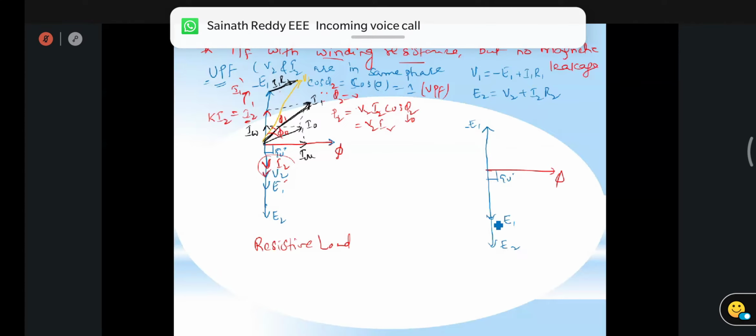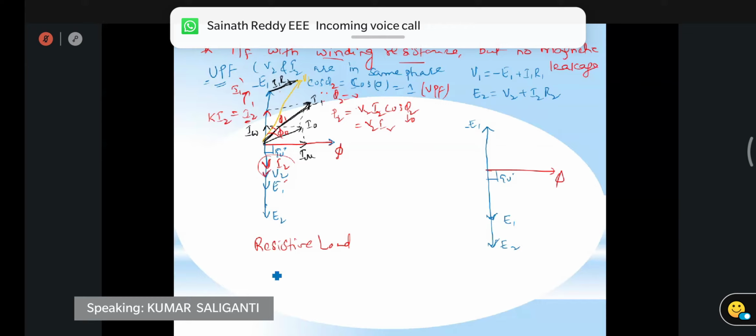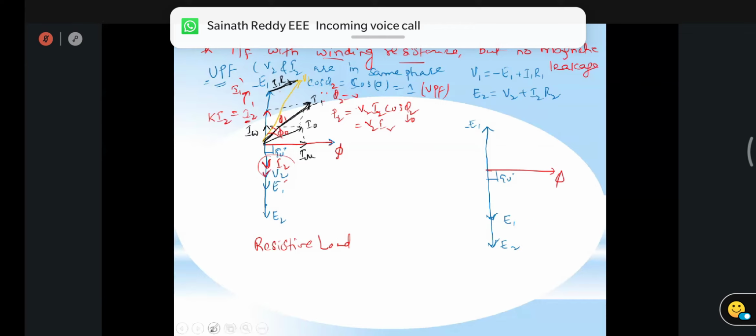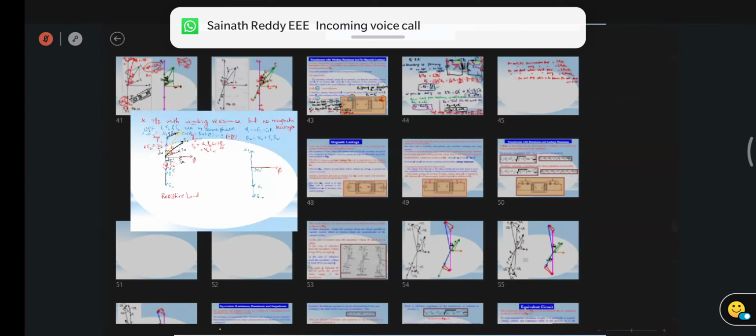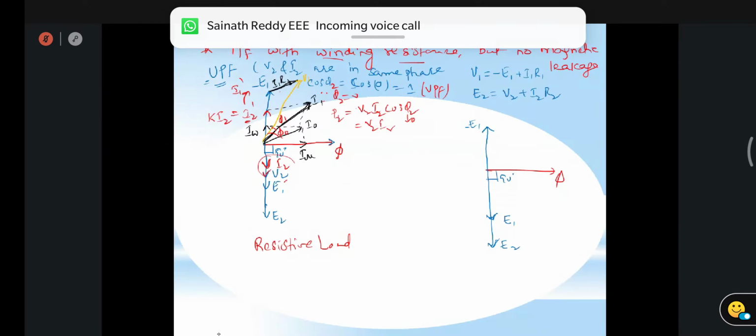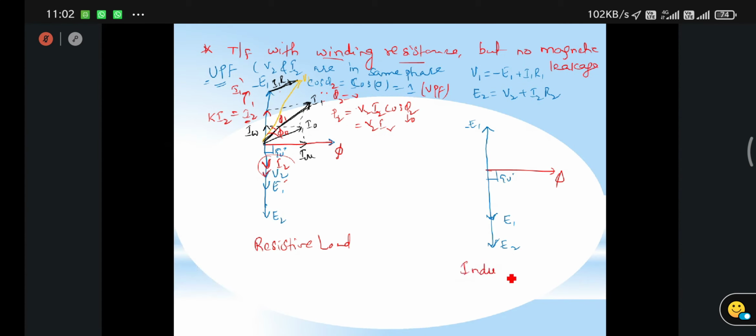So both E1 and E2 are in the same place, with a particular direction. So V2 is present here. Assume V2 has a particular direction here. We are discussing inductive load here, with winding resistance, no magnetic leakage. Inductive load. Then what do you observe here?